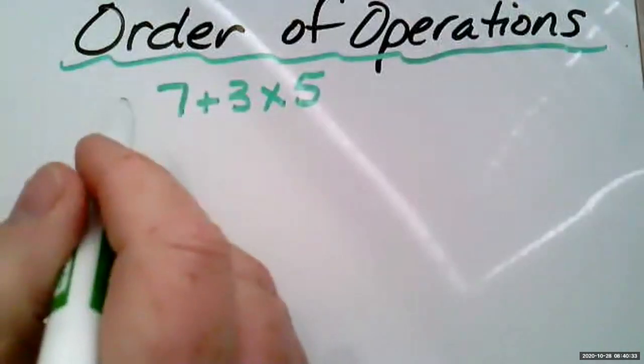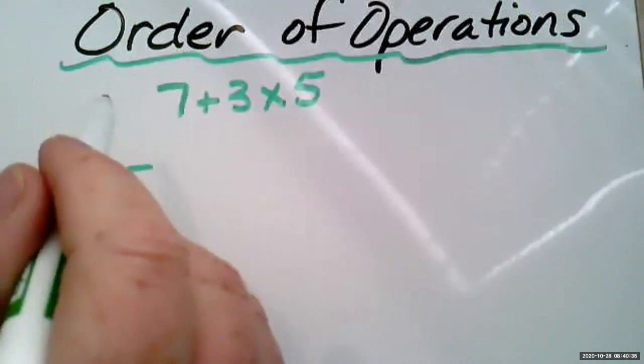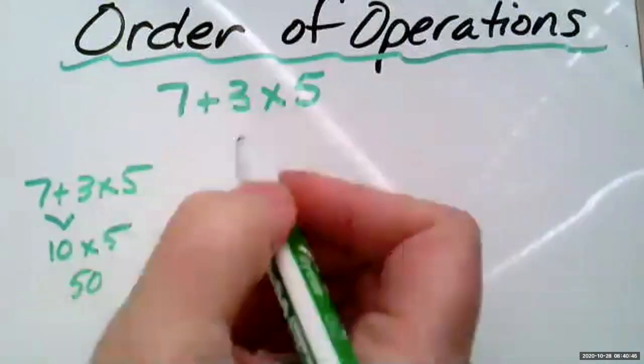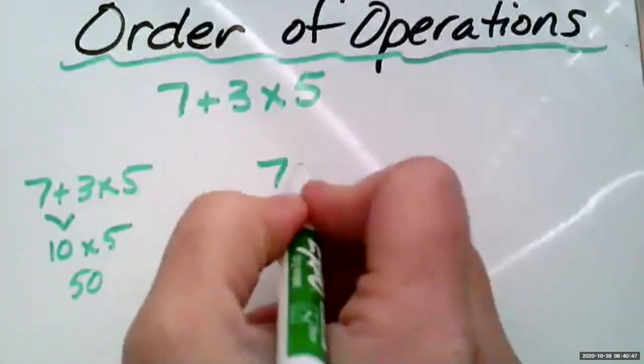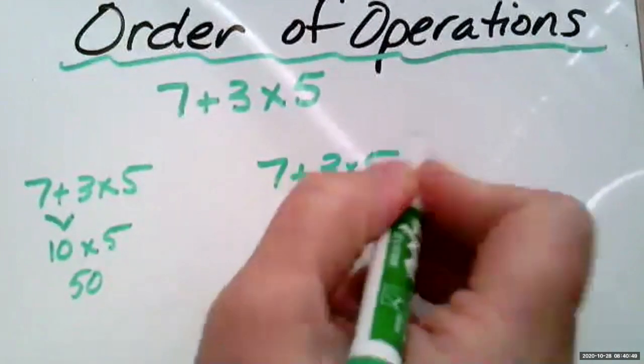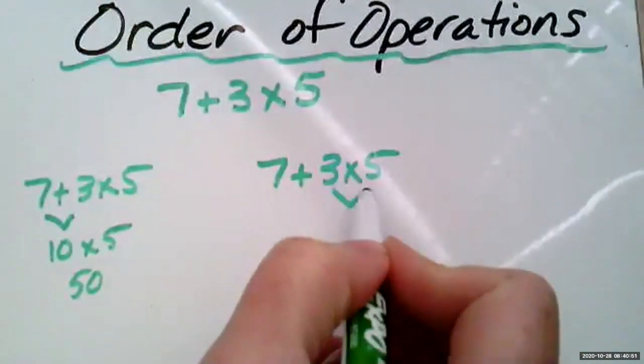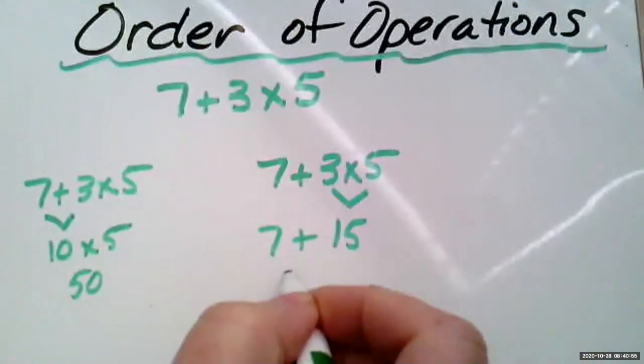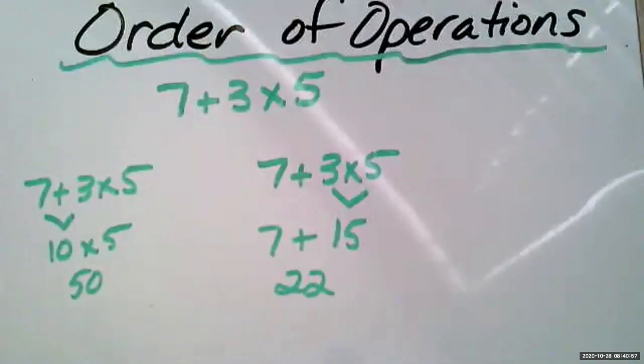However, there is an order of operations. This is just something that we have decided as a culture, as a community, as mathematicians everywhere, that there is a correct order that you should do these operations. Another way to solve this problem is to say, oh, well, 3 times 5 is 15, and then you add the 7 and you get 22. So there are 2 different answers here.